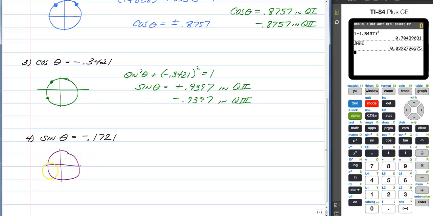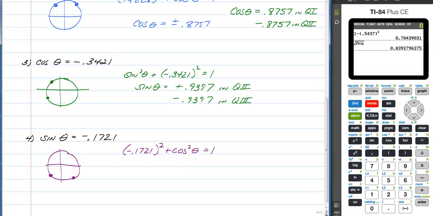The last example that you had, same setup, just make sure you're asking yourself where you're at. Sine is negative in quadrants 3 and 4 because that's where y is negative. And again, the setup, we have a negative 0.1721 squared plus cosine squared theta equals 1.